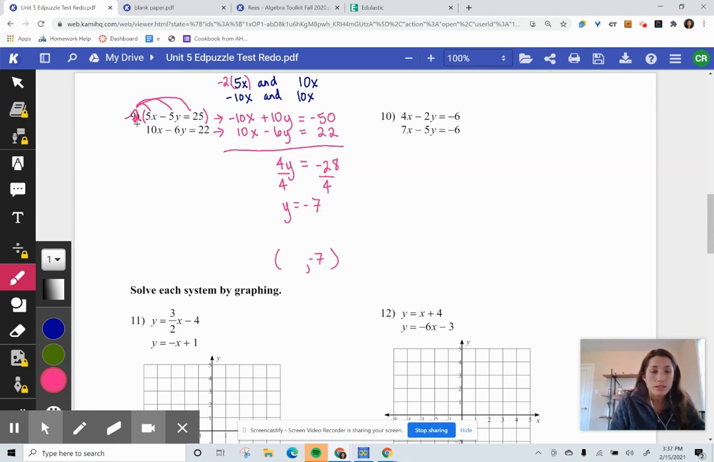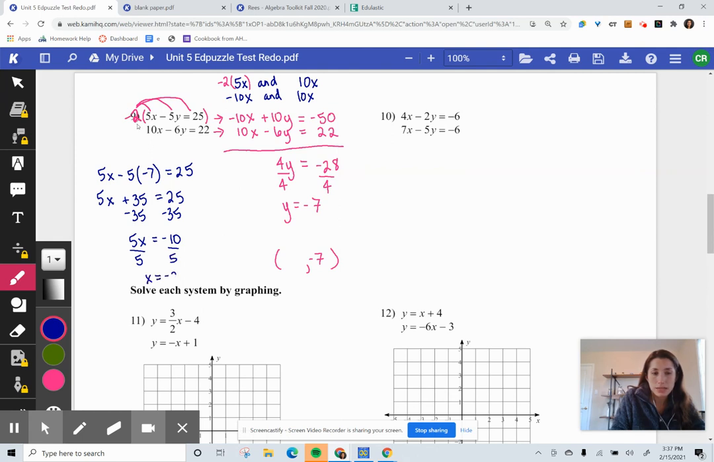Then to solve for x, we can plug it into any one of the equations that we have here. I'm going to plug it into the top equation. So 5x minus 5y is equal to 25. That gives us 5x plus 35 equals 25, since negative 5 times negative 7 is positive 35. Then we subtract 35 on both sides, so 5x is equal to negative 10. We divide by 5 on both sides, and x is negative 2.